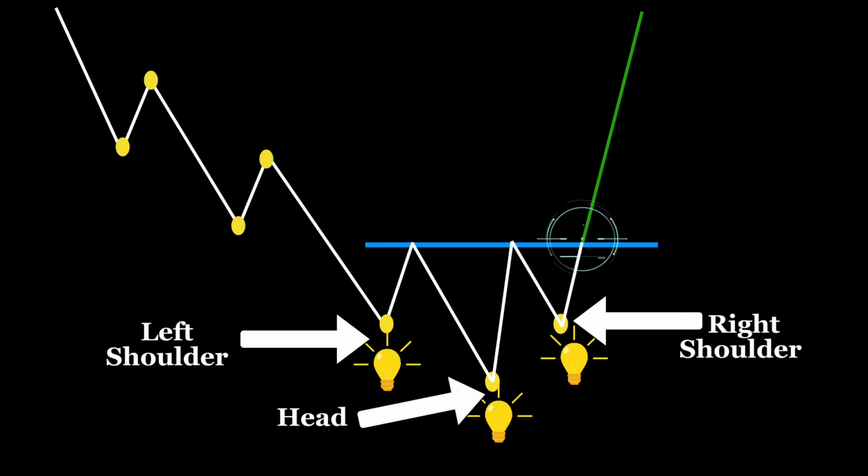Let's cover the psychology behind this pattern. Sellers tried to push the market lower again and again, but on the third attempt, buyers held the level higher, showing strength. Breaking the neckline is the final signal that momentum has shifted.